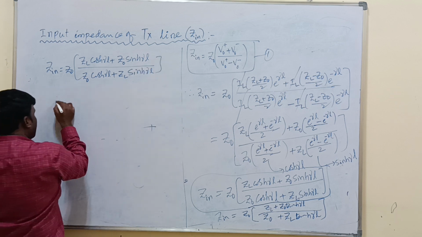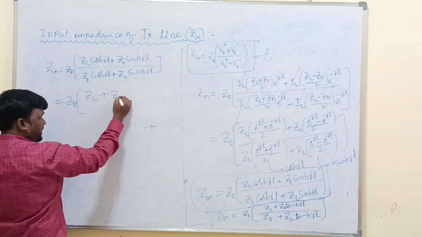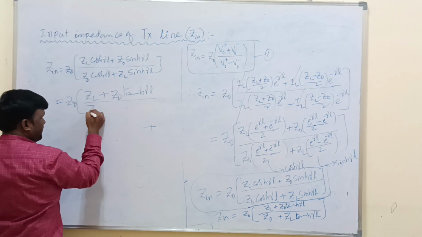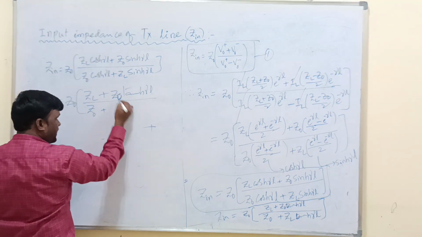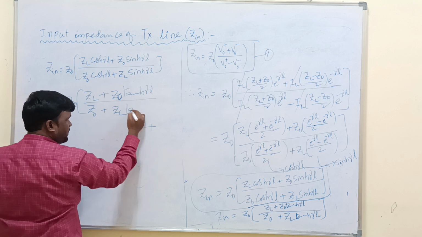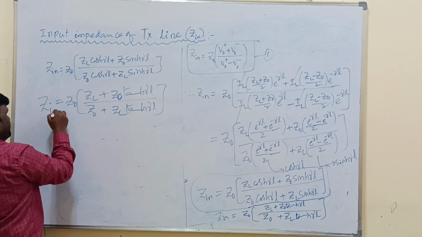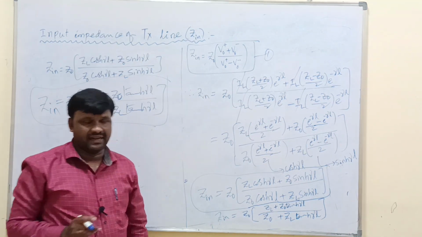In terms of the tan, it can be written as what? Z naught. After Z naught, ZL. After ZL, Z naught. Second term tan h gamma L divided by, as it is ZL, we can replace ZL as what? Z naught. As it is Z naught, we can write this as what? ZL. Second term is tan h gamma L term. So this is about what? Input impedance of the transmission line.